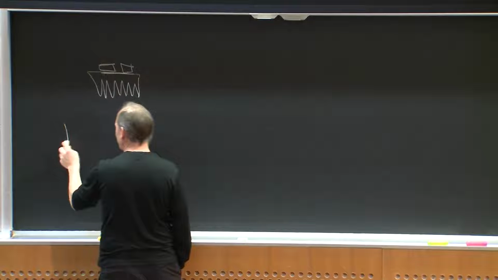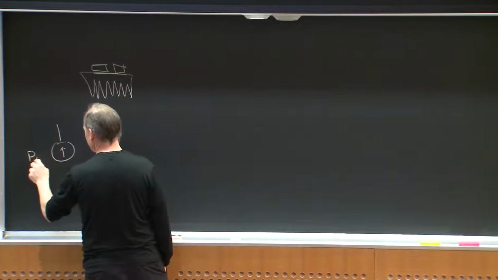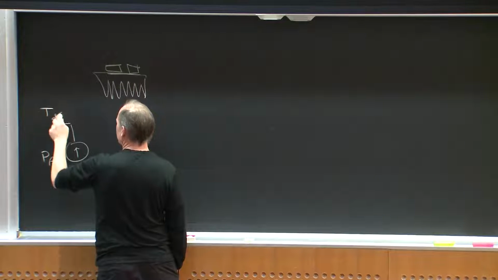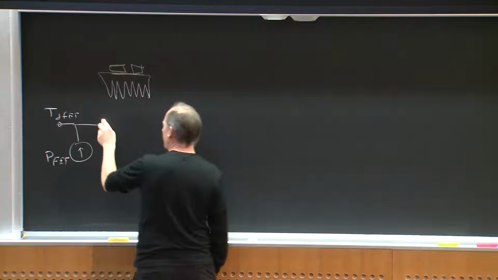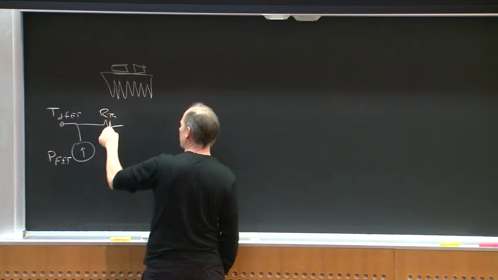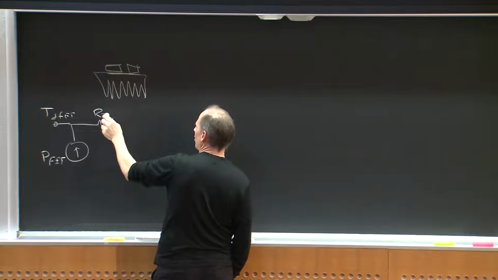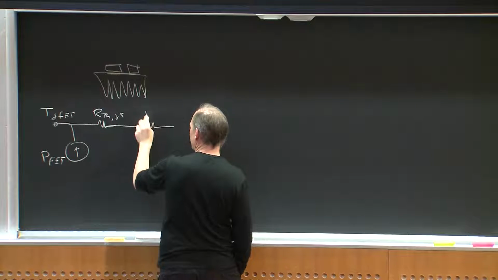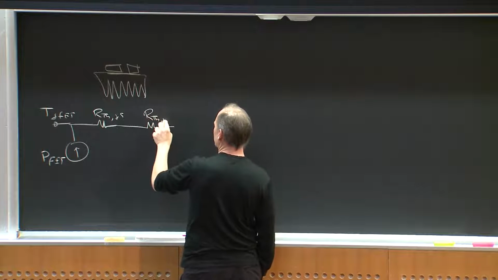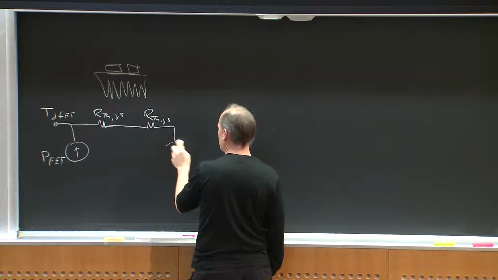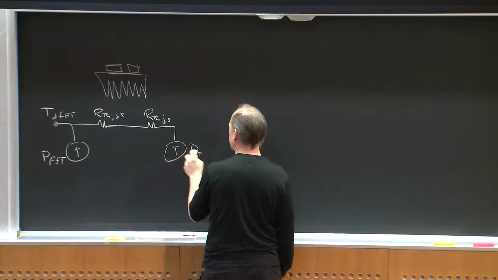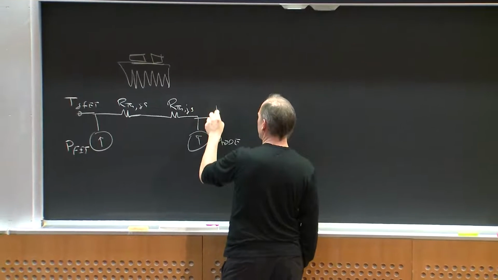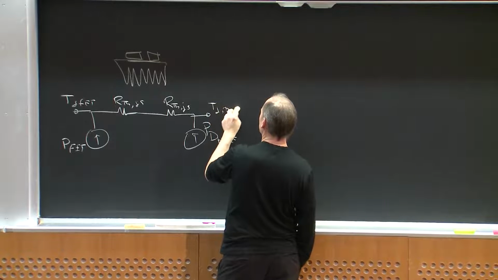You'd say, okay, here's P FET, and here's TJ FET, right? And that would be RTH. You'd have junction to case, case to sink, so maybe RTH junction to sink would be the total. And you do the same thing for RTH junction to sink for your diode. Right, and here's TJ diode.